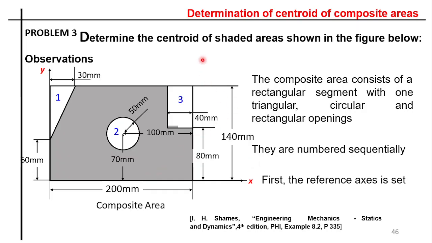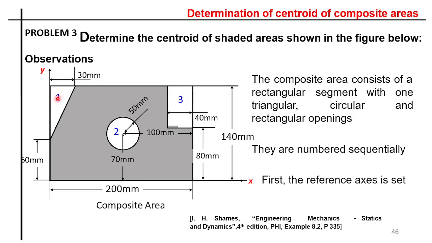Now, what is happening here? They're asking you to find out the centroid of the shaded area, and there is a big rectangle. What are the dimensions of it? 200 mm by 140 mm is the big rectangle. From that, three areas have been removed. What are they? There is one right angle triangle, there is one circle, and then there is a small rectangle.